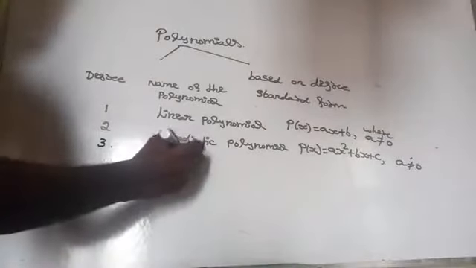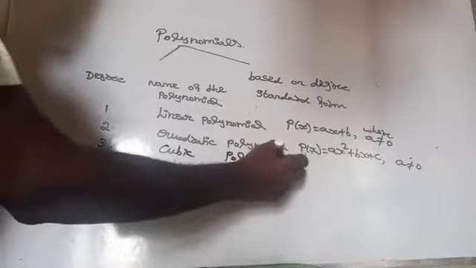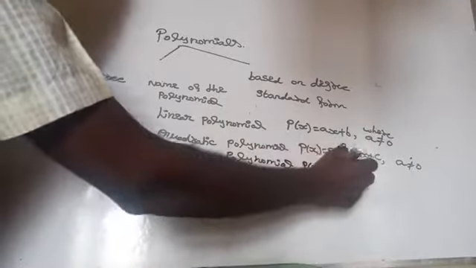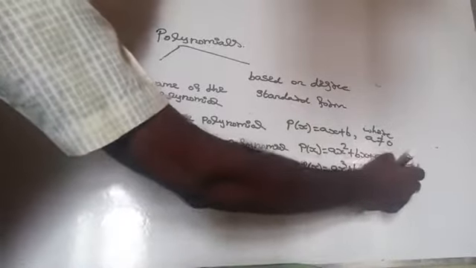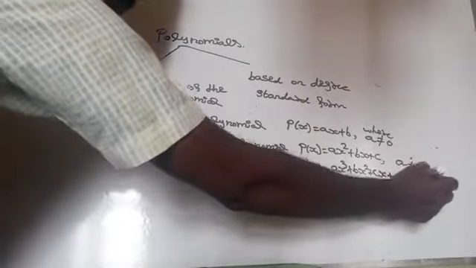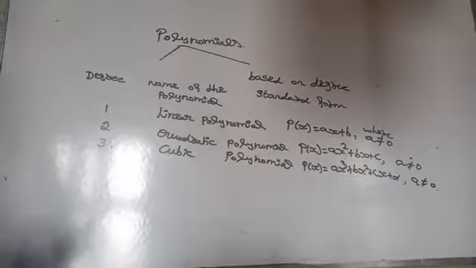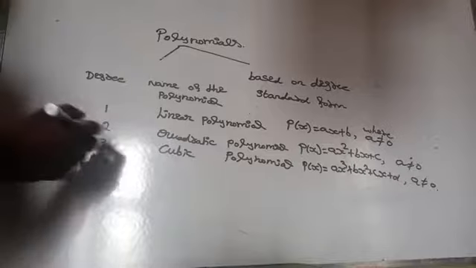Then cubic polynomial. If the degree is 3, then it is called a cubic polynomial. The standard form of the cubic polynomial is ax cube plus bx square plus cx plus d, where a should not be equal to 0. A, b, c, d are any real numbers.